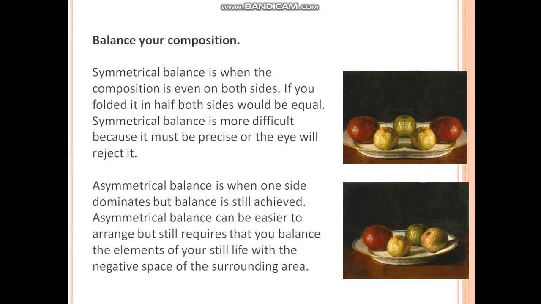Balance your composition. Symmetrical balance is when the composition is even on both sides. If you fold it in half, both sides would be equal. Symmetrical balance is more difficult because it must be precise or the eye will reject it. Asymmetrical balance is when one side dominates but balance is still achieved. Asymmetrical balance can be easier to arrange but still requires that you balance the elements of your still life with the negative space of the surrounding area.